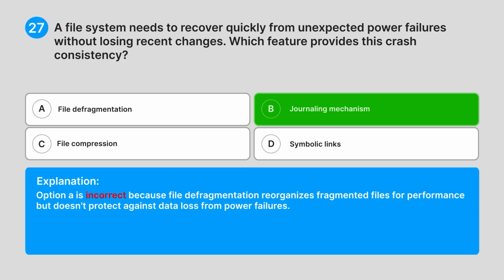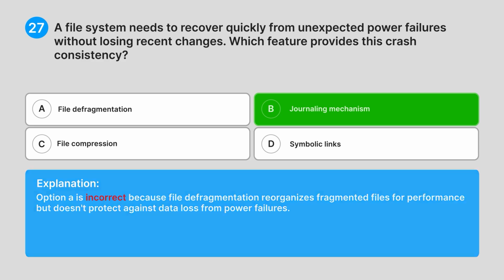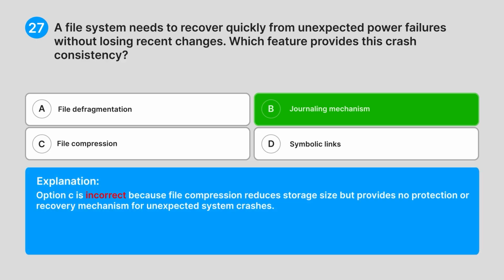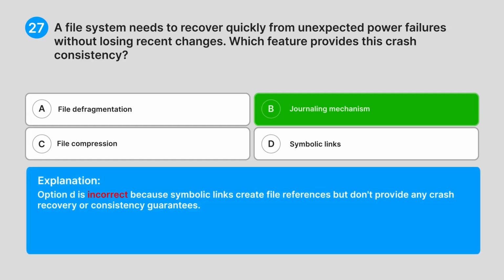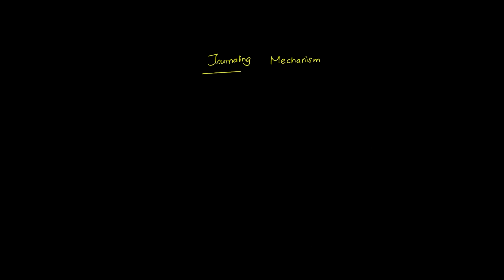Option A is incorrect because file defragmentation reorganizes fragmented files for performance, but doesn't protect against data loss from power failures. Option C is incorrect because file compression reduces storage size but provides no protection or recovery mechanism for unexpected system crashes. Option D is incorrect because symbolic links create file references but don't provide any crash recovery or consistency guarantees. Journaling is the file system's insurance policy against crashes.